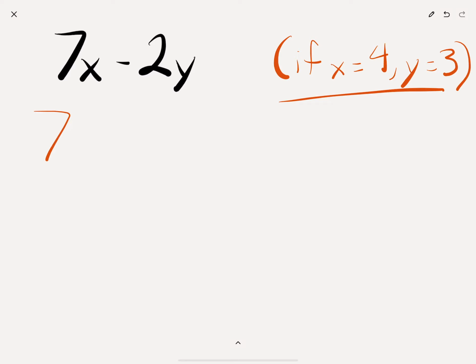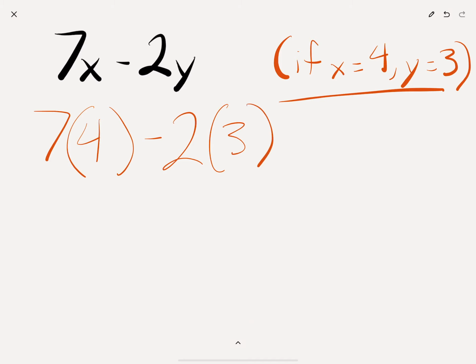7 is going to stay the same, and remember we are multiplying times x. So you are more than welcome to write times x. I prefer to use parentheses because now that we're into some algebra, we're going to be seeing a lot of the letter x. So I prefer to use parentheses for multiplication. Okay, so I'm going to replace that x with a 4. 7 times 4 minus, and I'm going to do the same thing with the y. 2 times the value of the y, which is 3. So now we've replaced x and y with 4 and 3.